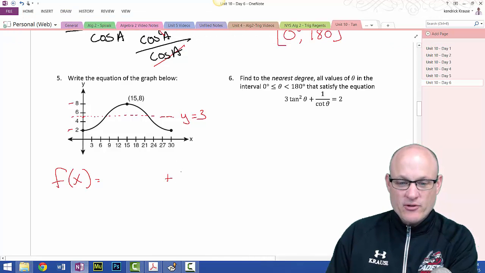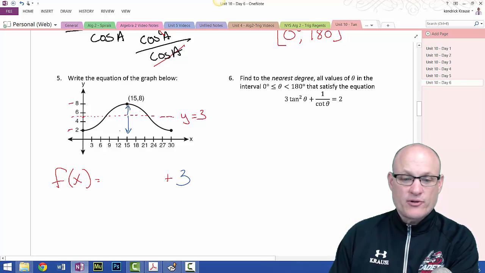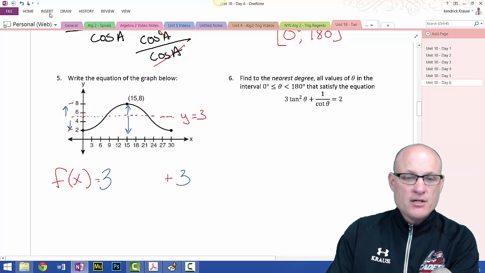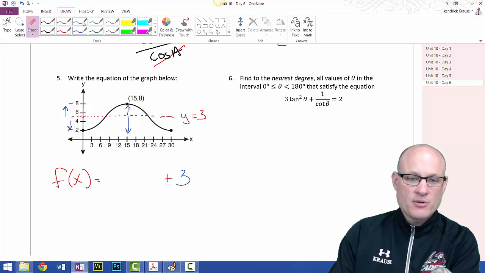Alright, so plus 3. Now, what's my amplitude? Well, to go up and down, we already figured we're going to go up and down 3. Sorry about that. So my amplitude is also 3, because from my midline up is 3, and from my midline down is 3. So my amplitude is 3. Let me erase that 3. Put it back in.